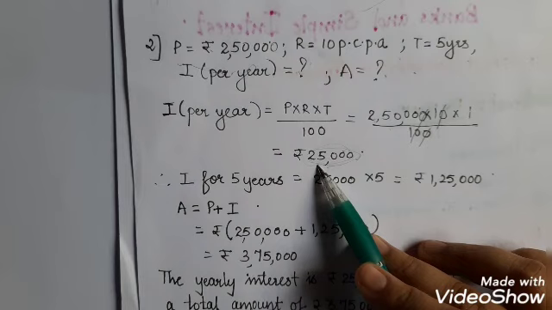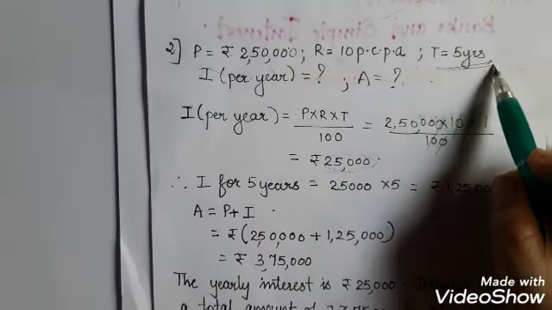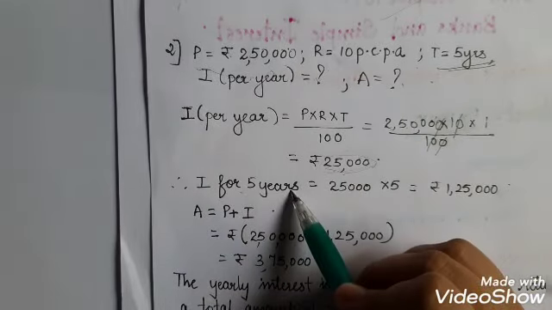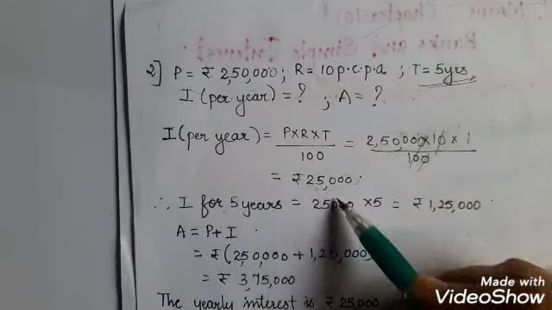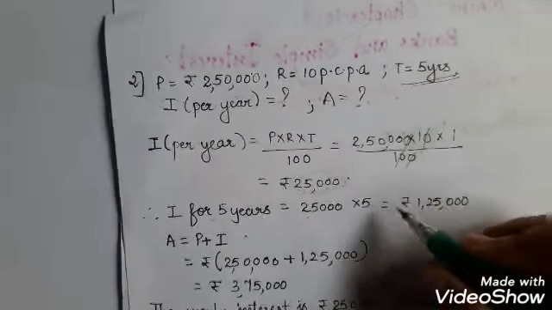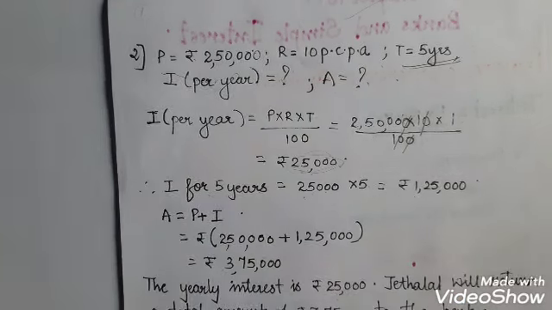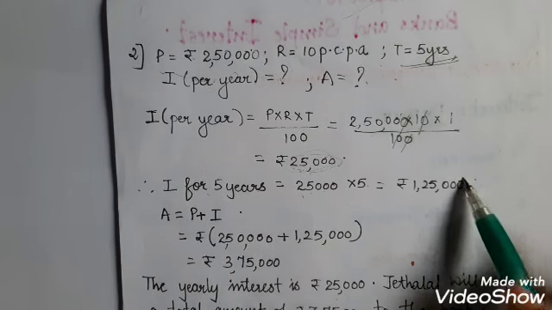But how many years have they given us? They have given us a time period of 5 years. So we will find interest for 5 years. Interest for 5 years is 25,000 multiplied by 5. You multiply, you get the answer as 1,25,000. So interest for 5 years is 1,25,000.